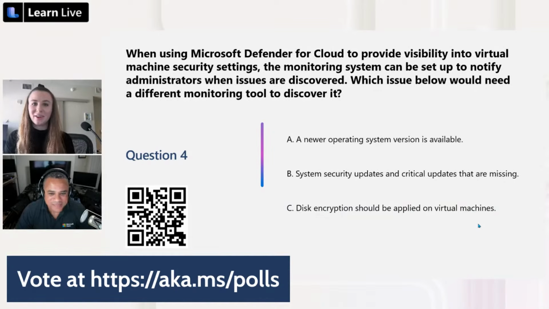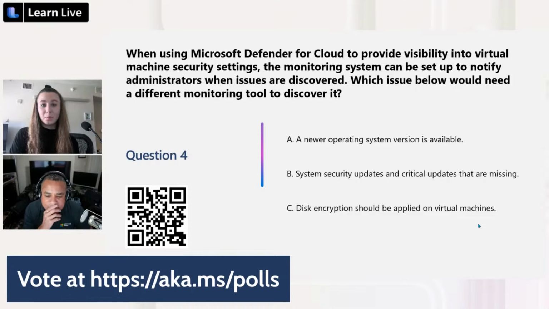When using Defender for Cloud to provide visibility into virtual machine security settings, the monitoring system can be set up to notify administrators when issues are discovered. Which issue below would need a different monitoring tool to discover it? Is it A, a newer operating system is available? B, system security updates and critical updates are missing? Or C, disk encryption should be applied on virtual machines? So essentially, what can Defender for Cloud not monitor here? Right.